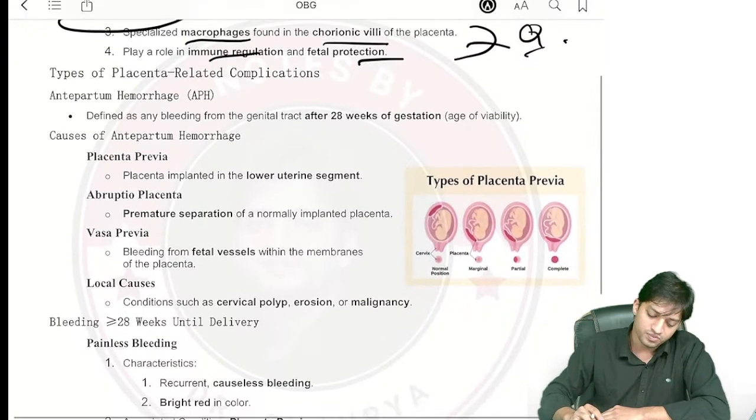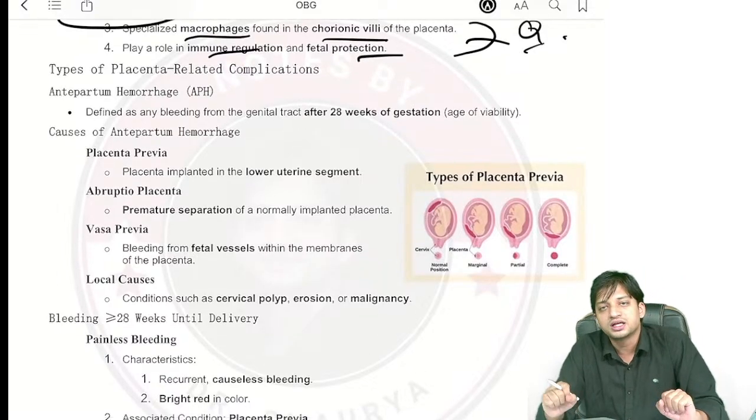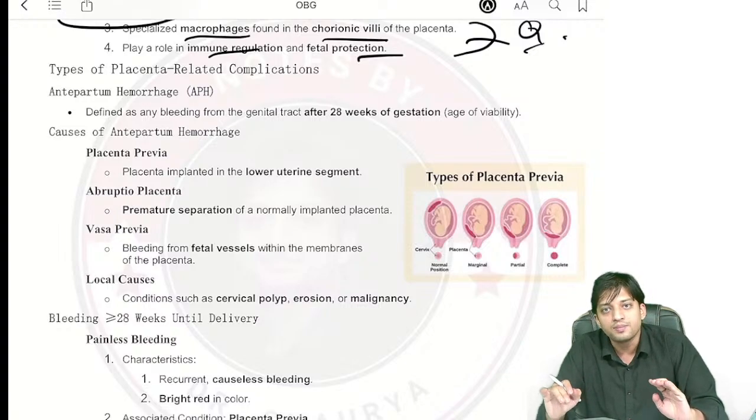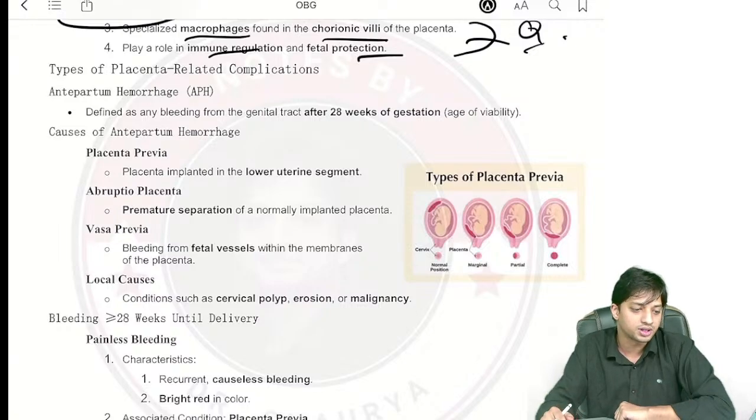Now, coming here to the types of placenta related complications. See, from the placenta, we know a lot of complications arise. So now we will be discussing them one by one. Every topic, every MCQ point will be covered. Have patience, sit patiently, and we will be revising every topic conceptually, right?